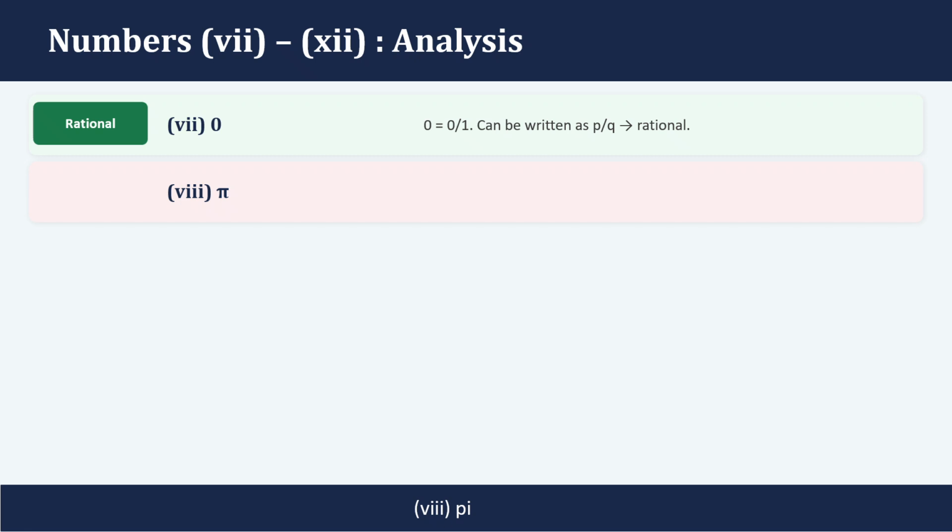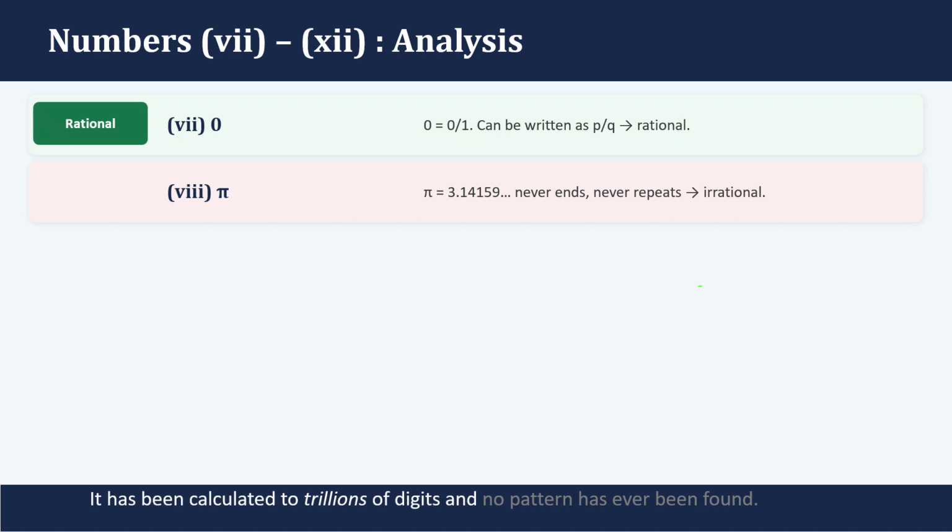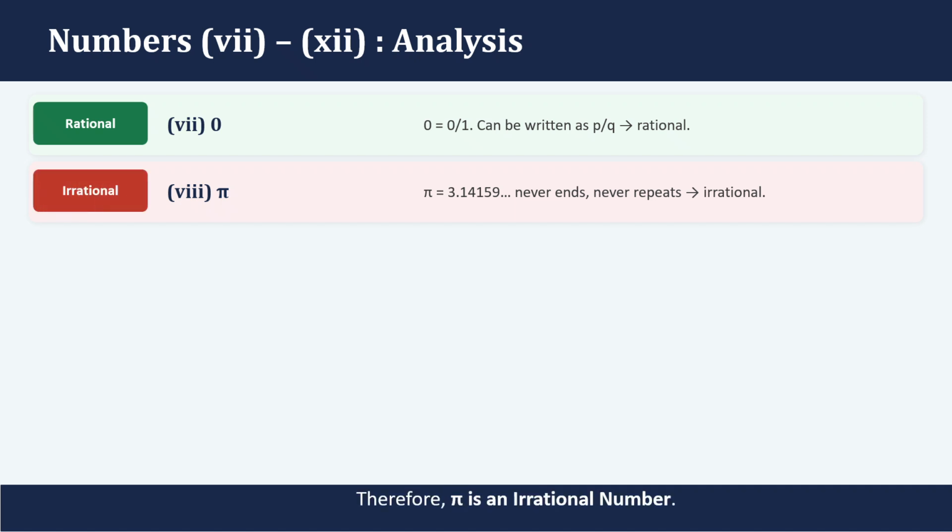8. Pi. Pi, 3.14159265358979 dot, is one of the most famous irrational numbers in mathematics. Its decimal expansion never ends and never repeats. It has been calculated to trillions of digits, and no pattern has ever been found. Pi cannot be written as a fraction of two integers. Many people mistakenly think 22 over 7 equals pi, but 22 over 7 is only an approximation. Pi itself is not 22 over 7. Therefore, pi is an irrational number.